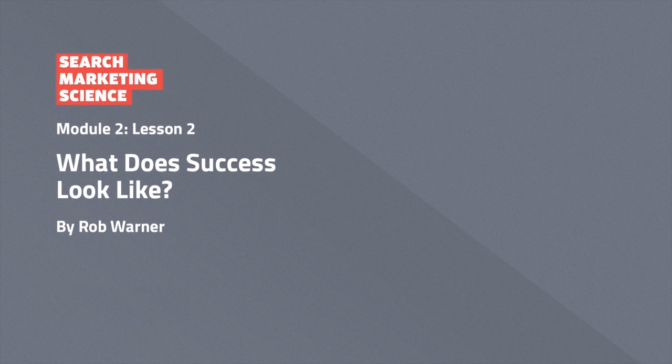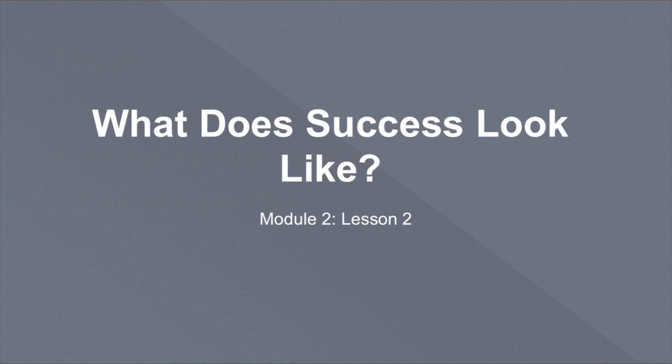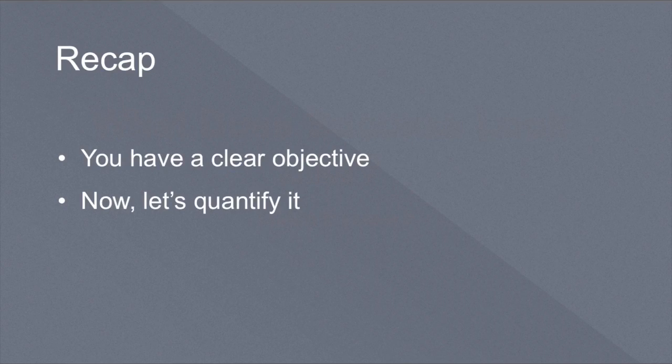Welcome to lesson 2 of this second module, where we're planning to make sure our AdWords campaign is as successful as it possibly can be. Now, in the first lesson in this module, we looked at what our objective should be, and we determined what kind of objective we wanted to achieve with our AdWords campaign. So with that done, we know what we want to achieve, what type of outcome we want. Let's turn it into something real. Let's turn it into a number that we can measure and track our performance against.